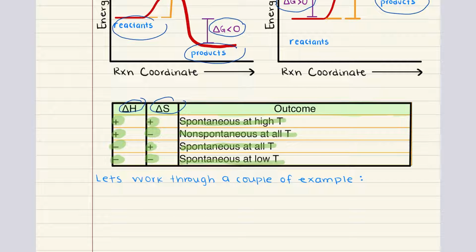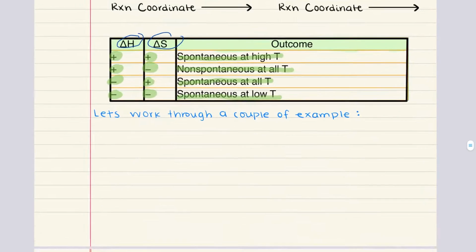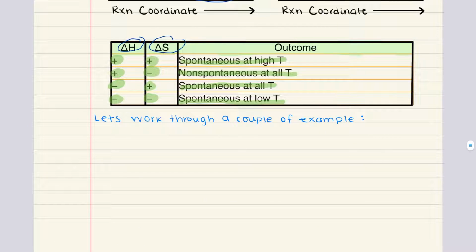Now, the trends in this table can be a lot to memorize, so let's play around with some numbers so we can better understand this table without exactly needing to memorize it. To begin, we're going to write our equation. Delta G is equal to delta H minus T delta S. We're going to work through the first line of this table where both delta H and delta S are positive.